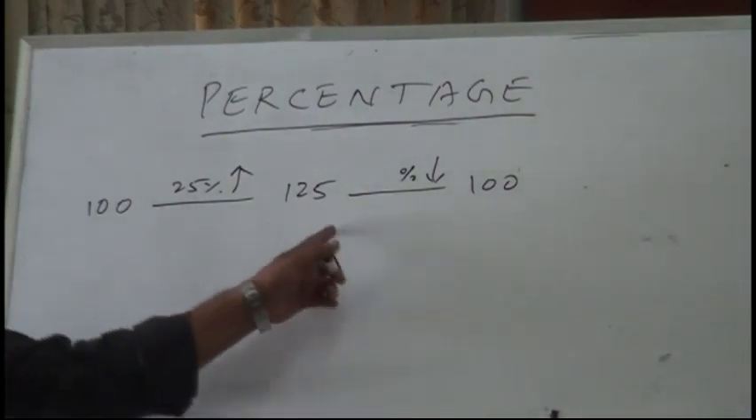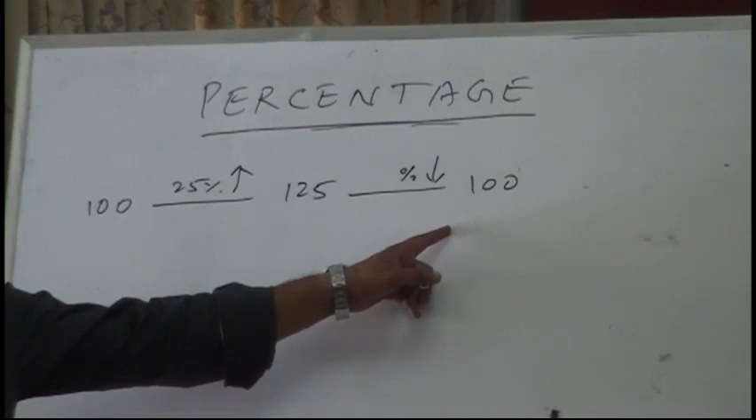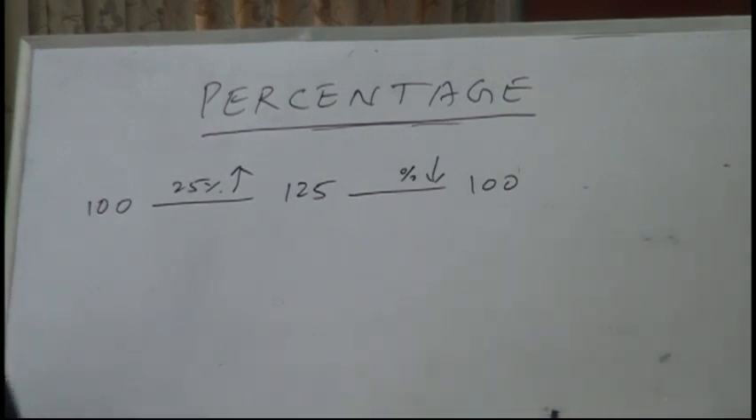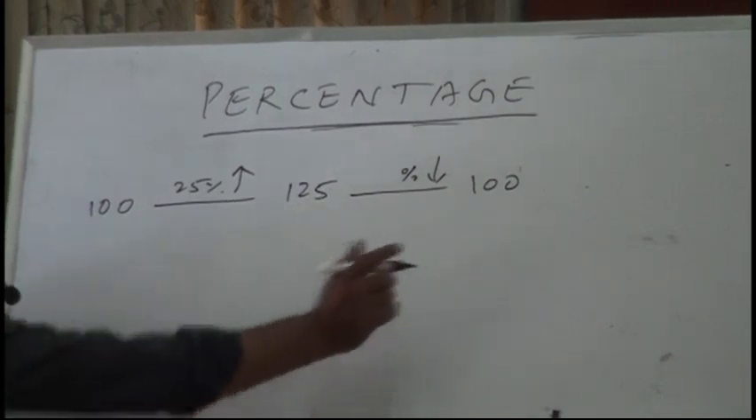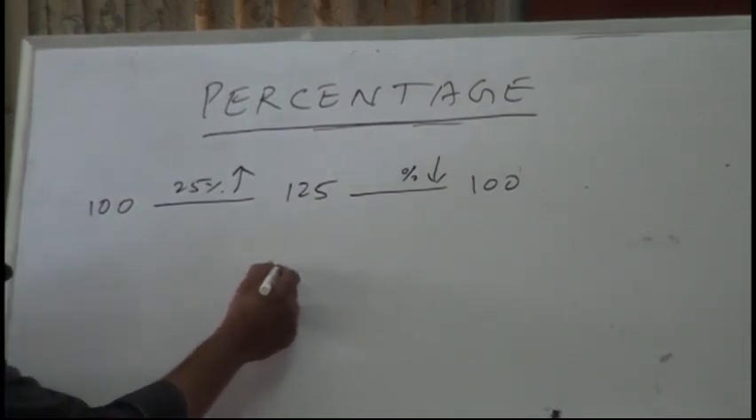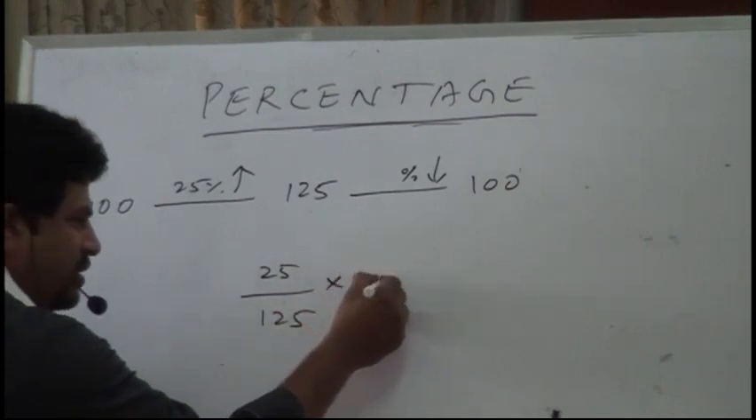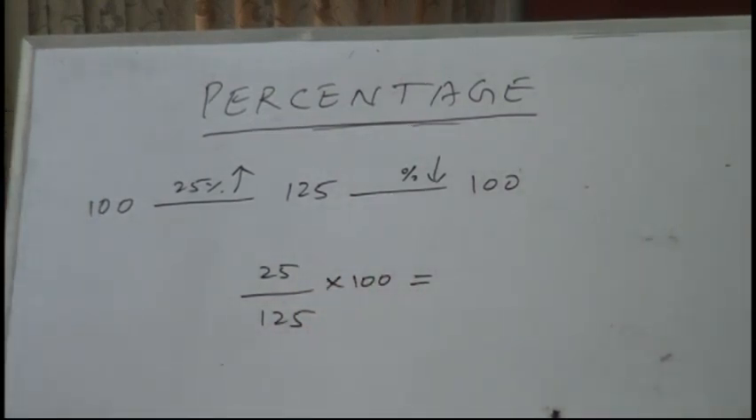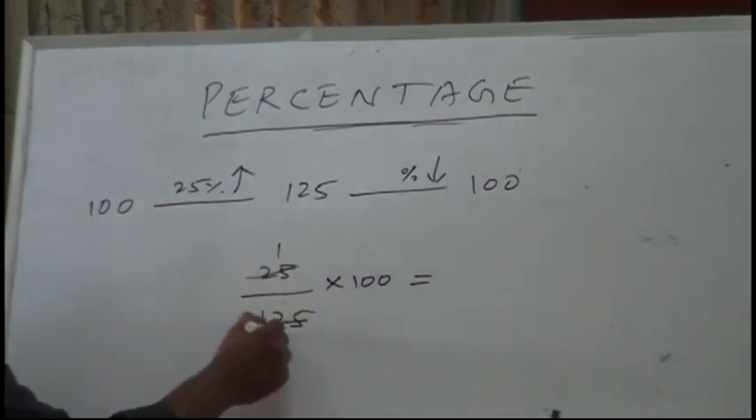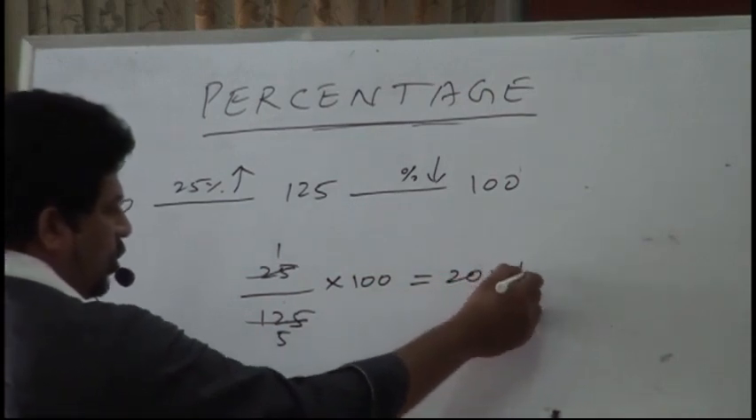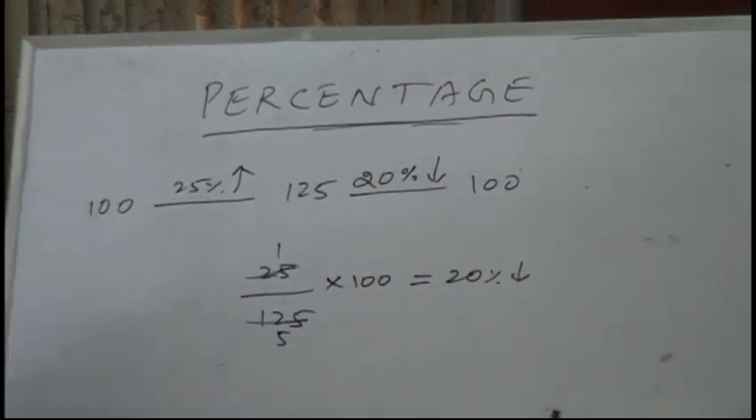20%. Same 25% will give me 20%. Let us calculate. How much do you want to decrease here? 25, out of 125. 25 out of 125, into 100, will give you the percentage. Are you getting my point? We want 25 to be reduced out of 125. So that 25 reduction is what percent of 125? It is 1/5. 1/5 is nothing but 20%. So we need to reduce it by 20%.